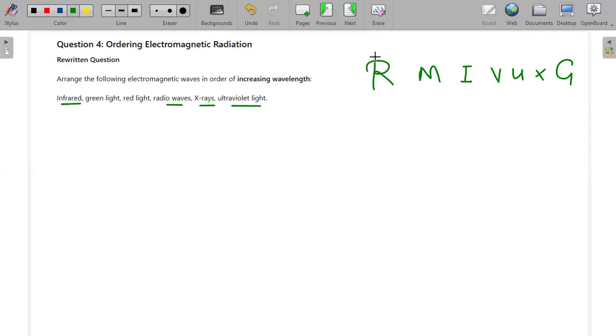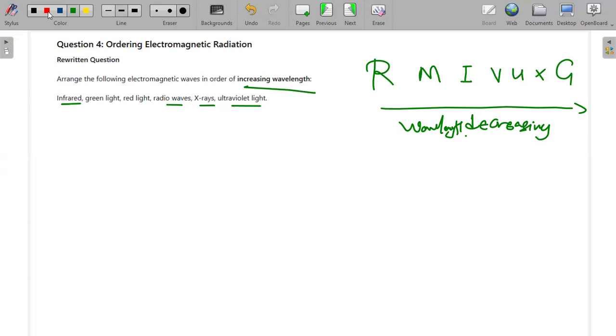We said that from the radio waves to the gamma rays, the wavelength is decreasing. Now they want us to arrange whatever we have here in order of increasing wavelength. So we start from the smallest and then go to the highest. Of these that are given, the lowest here is the X-rays, so I'm going to number the X-rays as 1 because it's the lowest.